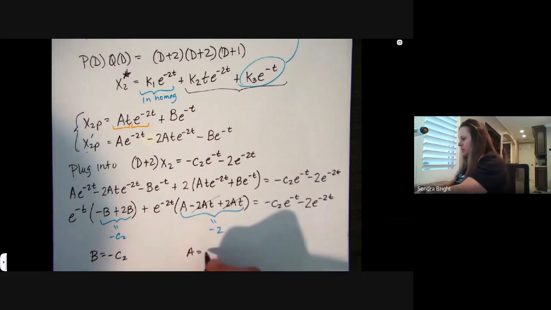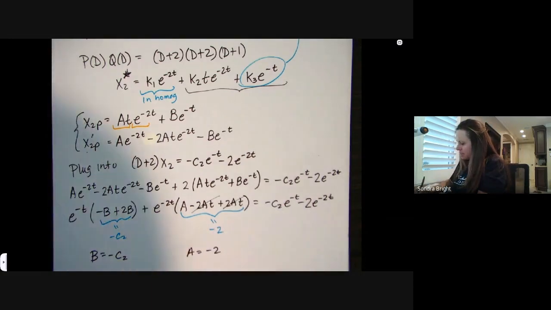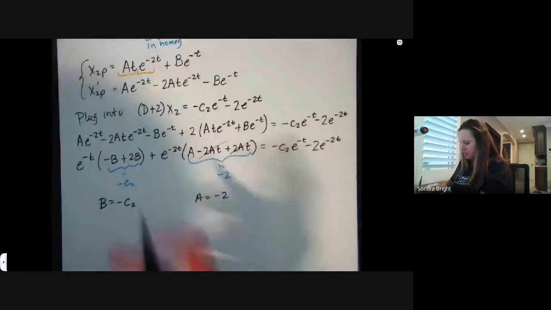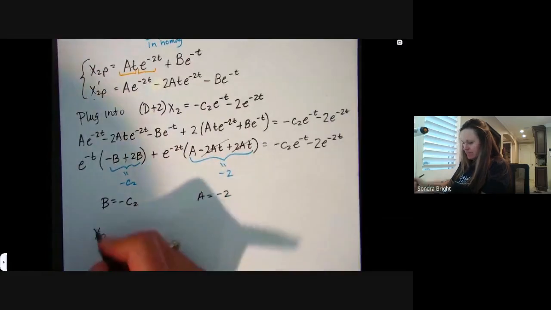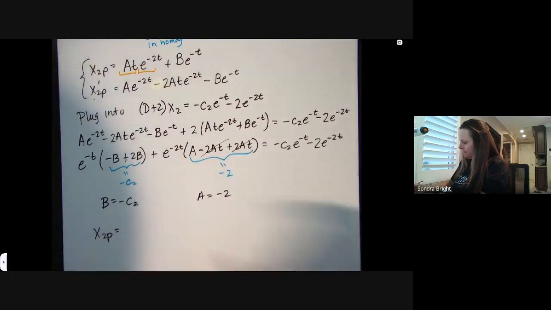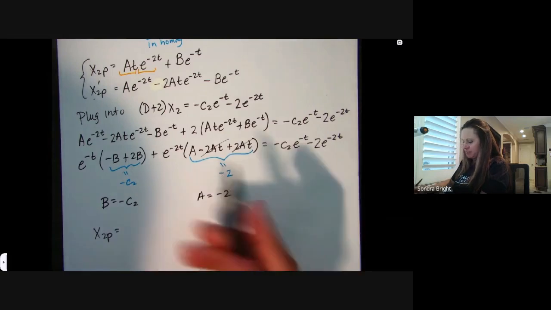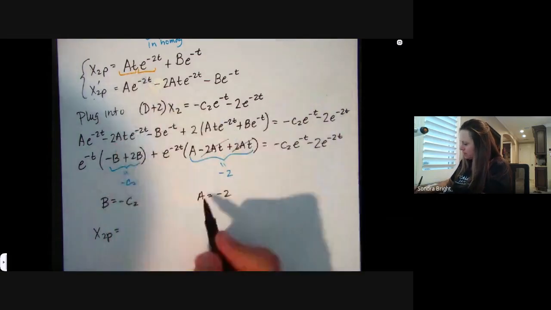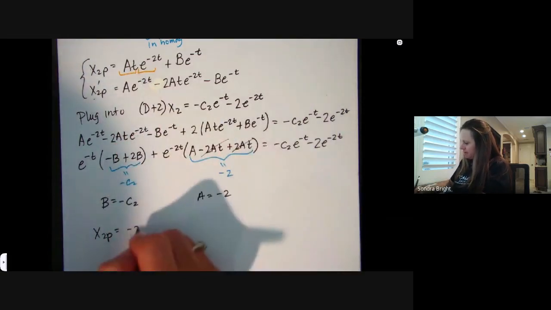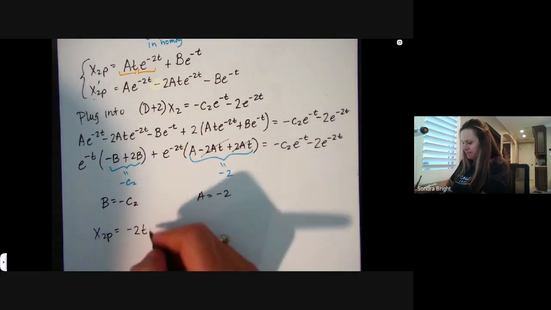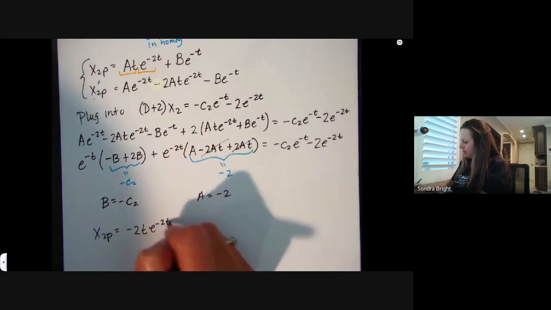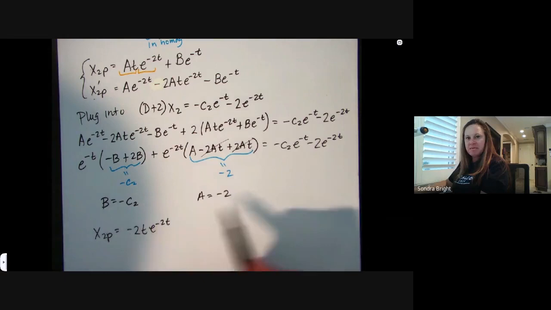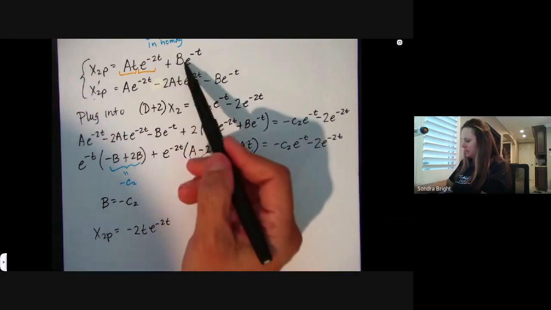So that means our x2 particular is a times t, so negative 2 times t e to the negative 2t, and then plus b times e to the negative t, and we just figured out b was negative c2.